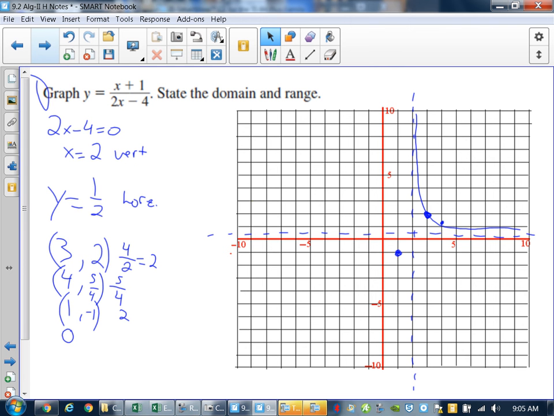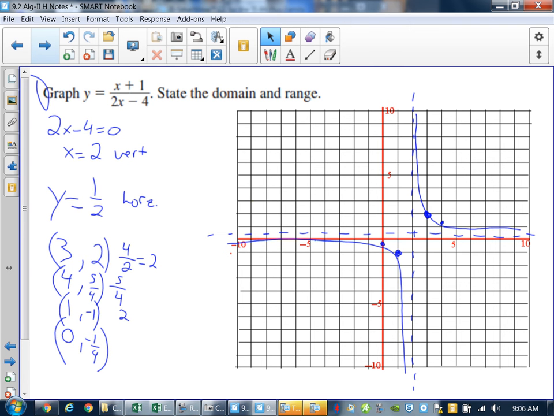0 is going to be really easy. I get 1 over negative 4. And again, you now know what direction this is moving. I really want you guys to try and plot these 4 points without using a calculator, because when I ask you to do this later on, I'm not going to let you use the graphing calculator.